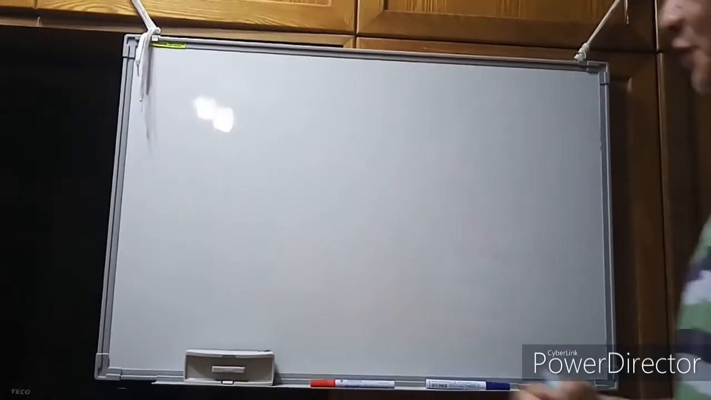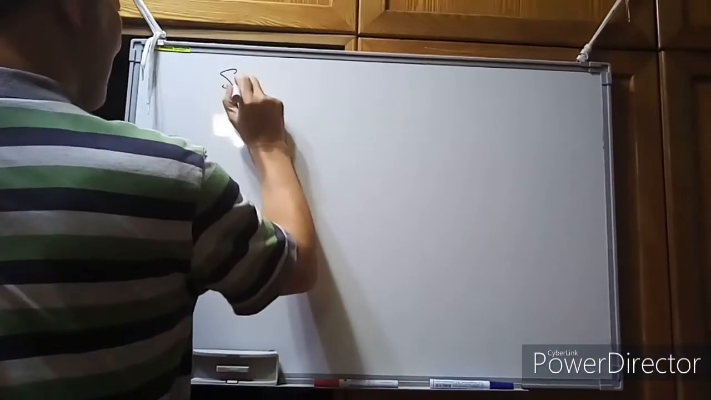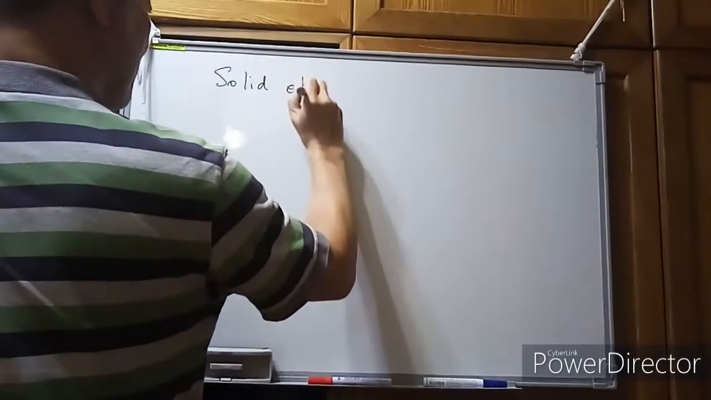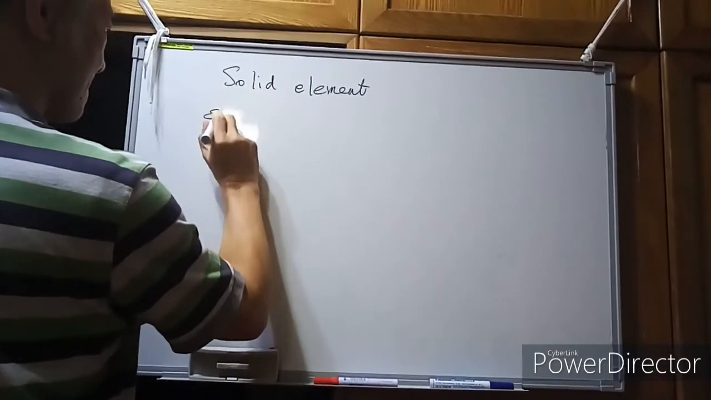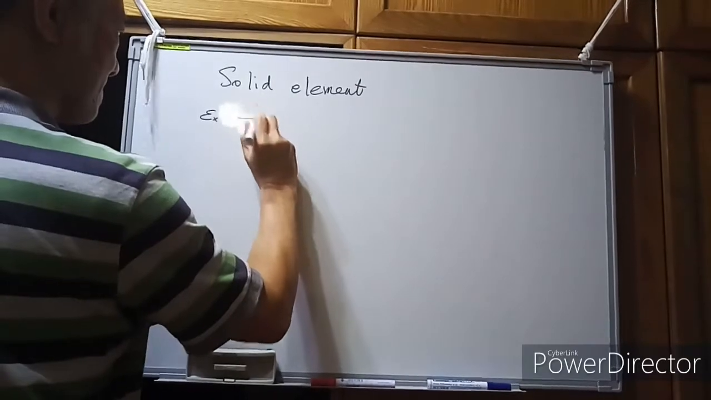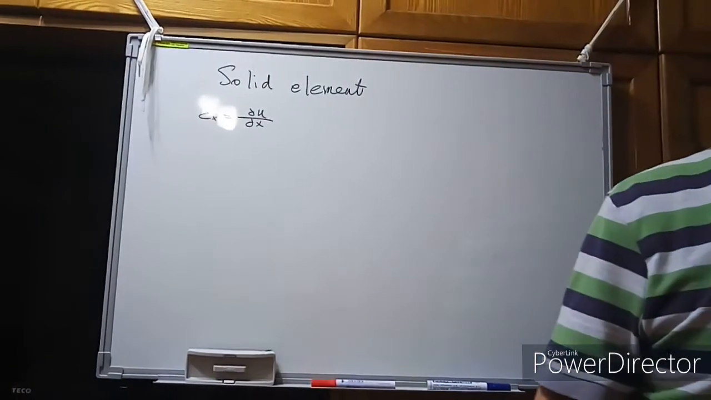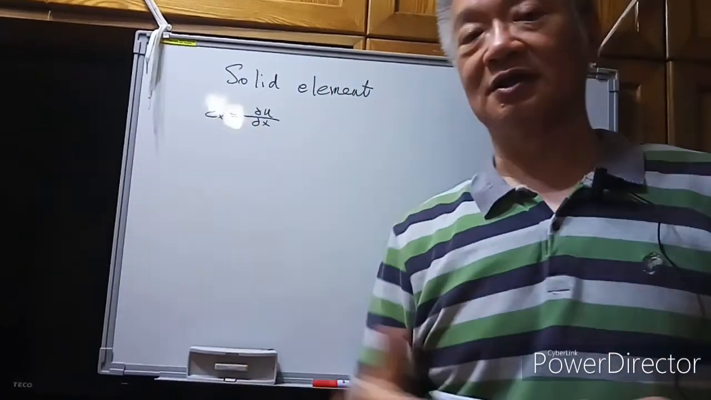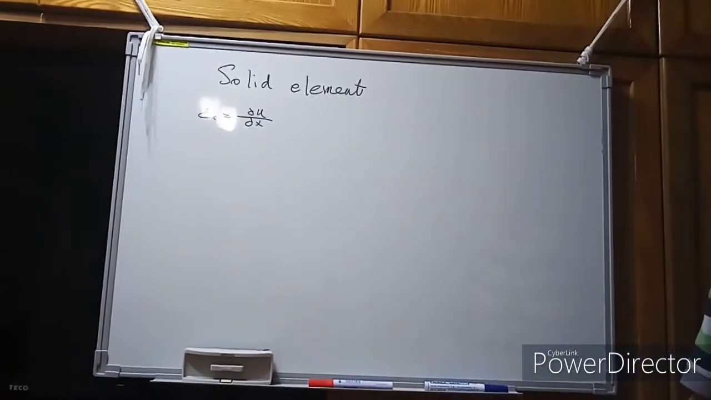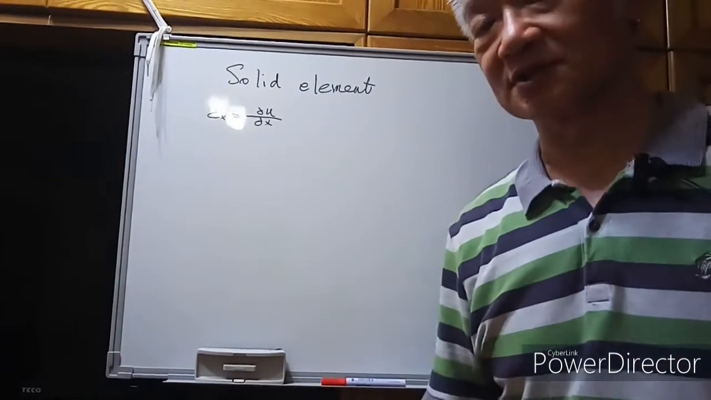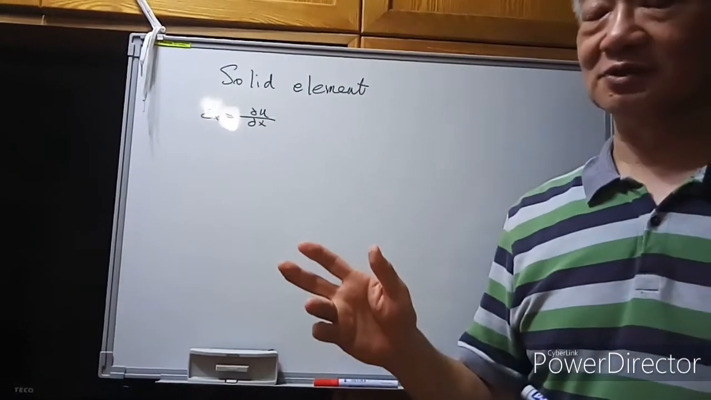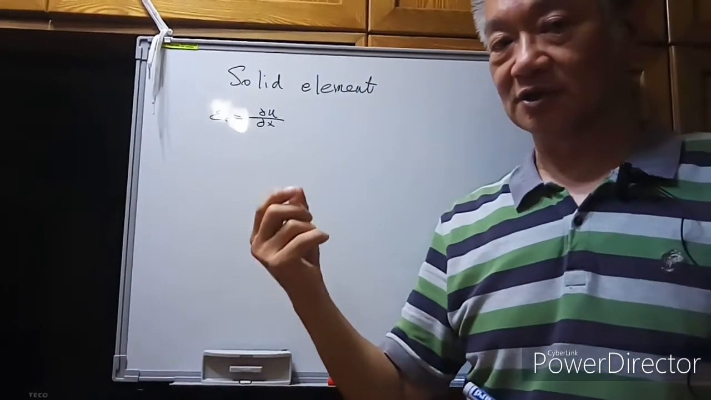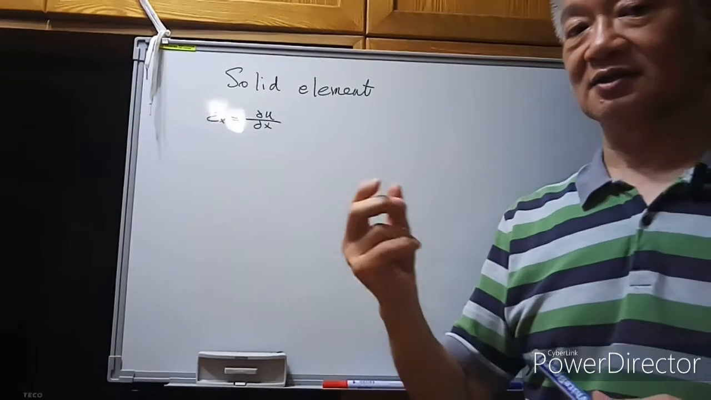So for the solid elements, we can take the derivative of the displacement functions, then we can get the normal strain epsilon x. We know the u functions. We define the u functions at the mass element. So the u functions are functions of xi, eta, and zeta.